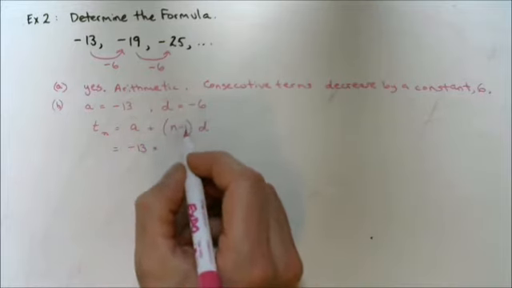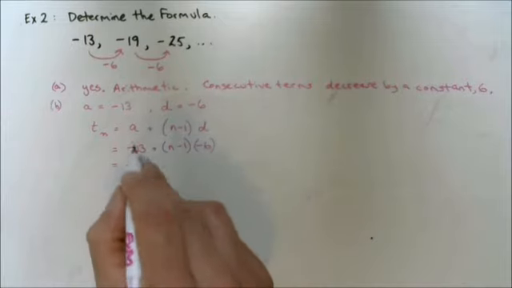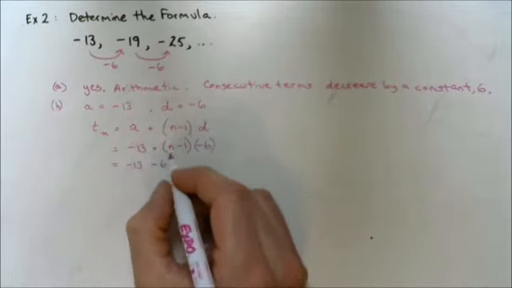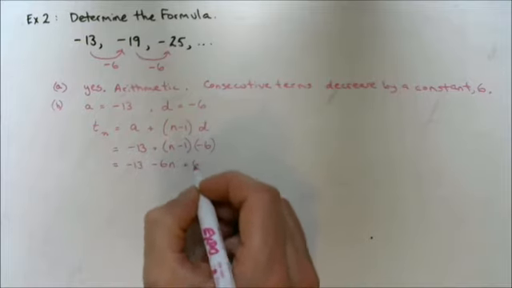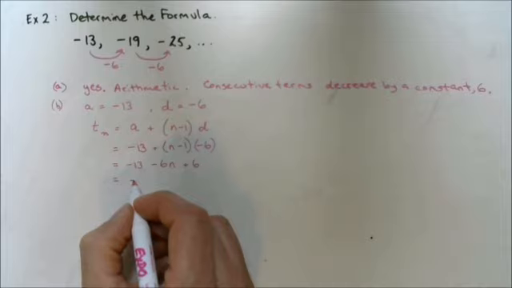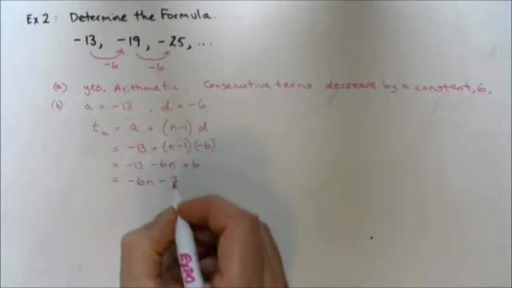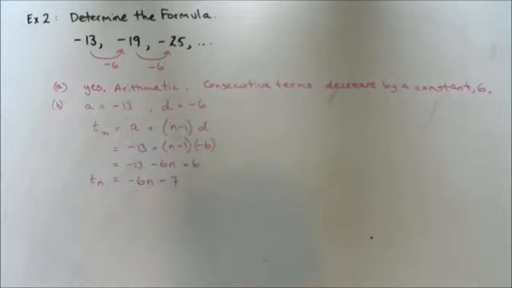N minus 1. We don't know how many terms there are, but we know d is -6. Okay, so we take this formula. I'm going to now just expand this and reduce. So we've got -13 plus -6 times n, so -6n, and then -1 times -6 is +6. I reduce this, I end up with -6n minus 7. Okay, there is a formula for the general term.